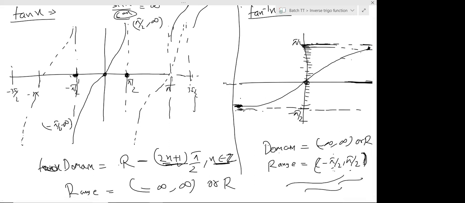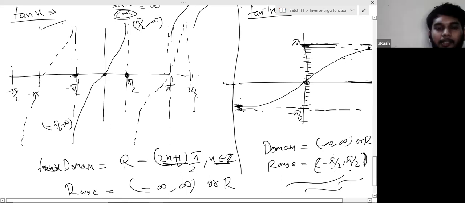But in this tan x, for each of the branches, each of the lines, clear? tan x is not continuous.